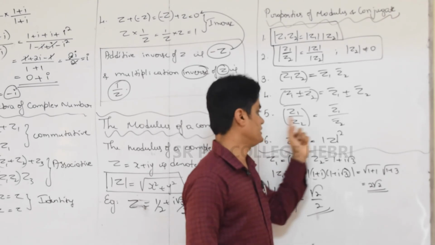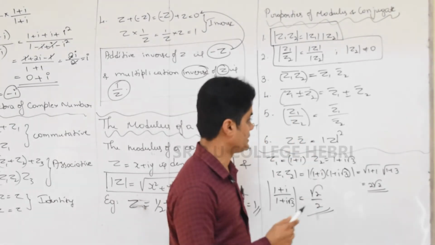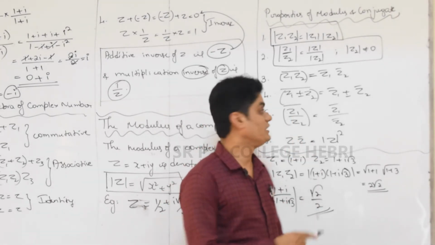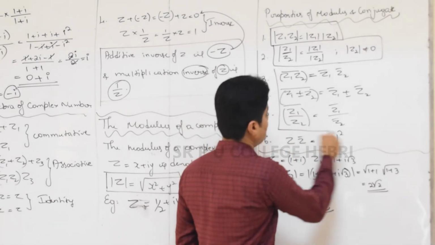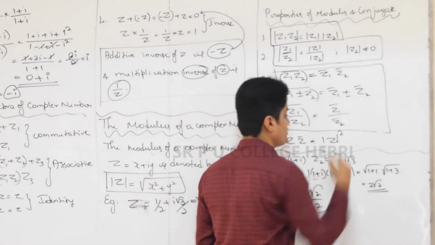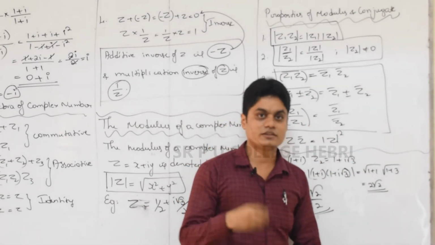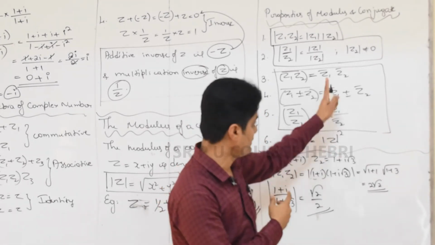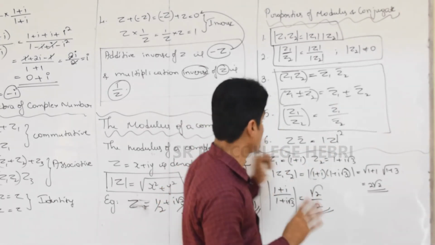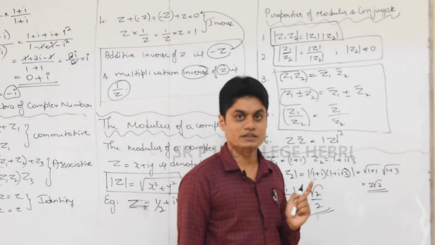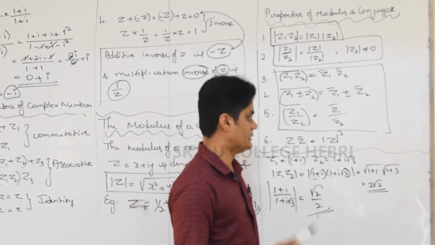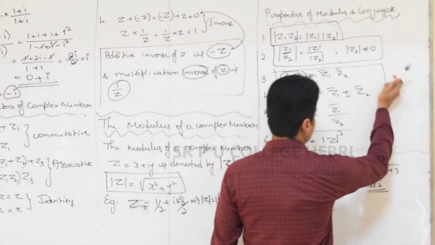Next, for division, z1 by z2 whole bar is equal to z1 bar by z2 bar. These three tell us that instead of finding the multiplication, division or addition, without that also you can find the conjugate using the right-hand side concept. Just like the first two, definitely you will understand. Did you understand? So remember, it will be needed in examples and in JEE Main problems.